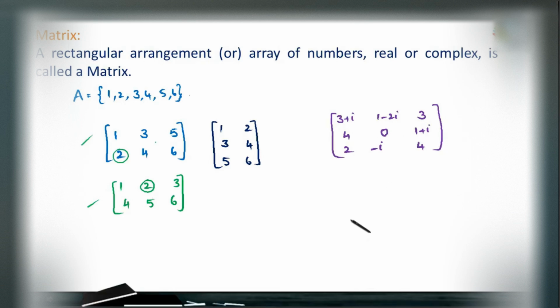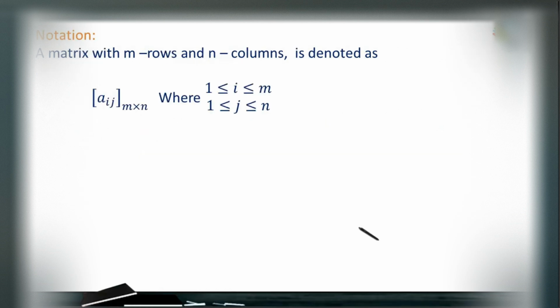Now, how do we denote this matrix? Yes, as the position of an element is fixed in a matrix, the matrix is denoted by square bracket of a_ij, m cross n, where m denotes the number of rows and n denotes the number of columns. Then a_ij of order m cross n, where i runs from 1 to m and j runs from 1 to n. Such an arrangement is a simple notation for a matrix.